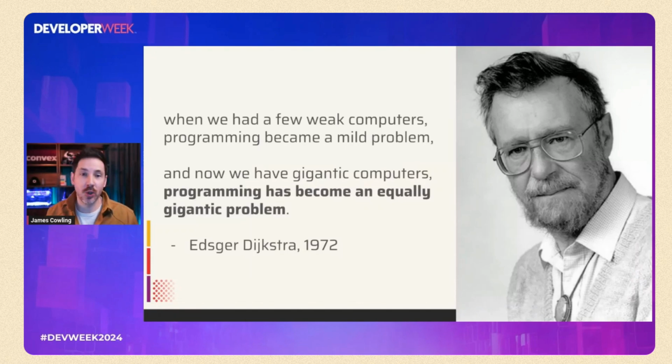This is Dijkstra talking about this. He was a famously smart dude. And he said that when we had a few weak computers, programming became a mild problem. And now we have gigantic computers. Programming has become an equally gigantic problem. Now, obviously, computers today are a lot more gigantic than they were back in 1972. But this was him observing that the industry was grinding to a halt. It was getting harder to write programs. So why was this really smart person in 1972 saying, hey, we're kind of grinding to a halt, and things are kind of largely okay right now?